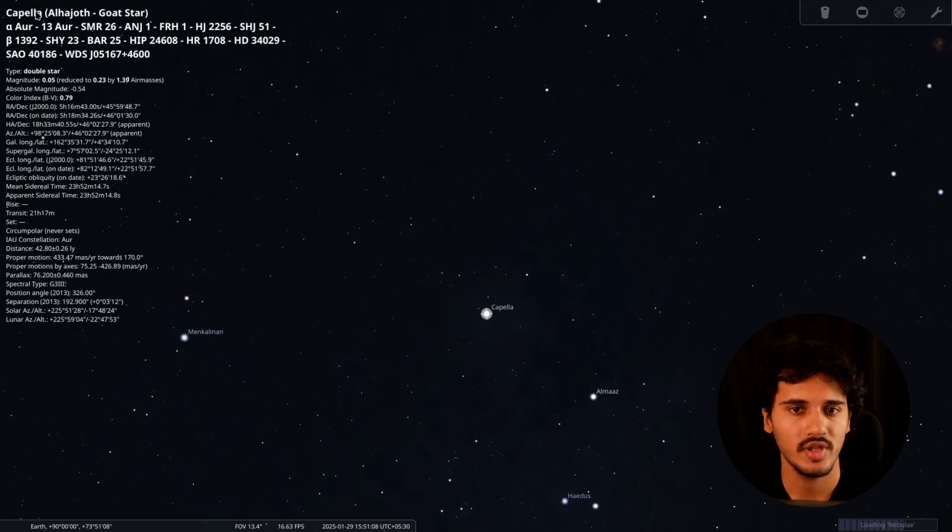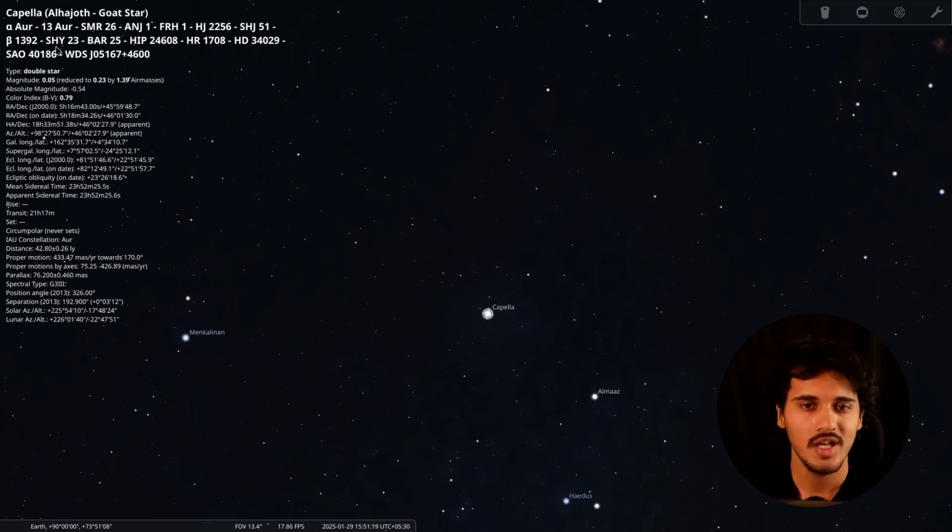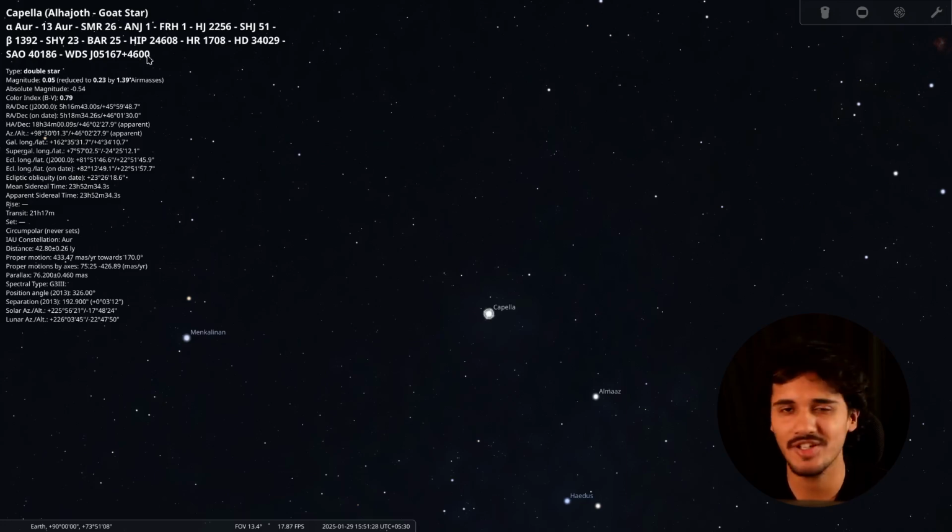Okay, so firstly the name. The name of the star, it's a given name, it's called Capella, and a lot of the stars actually have Arabic names. It's historical, and all of the other names that you see here, this is not one entire name. These are different names for the same star depending on the survey and so on.